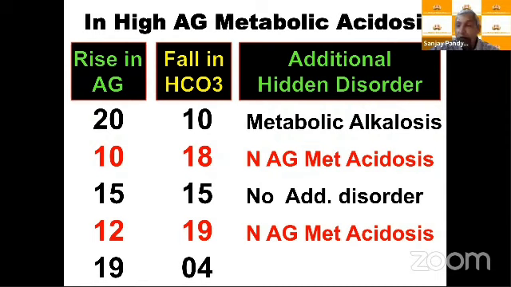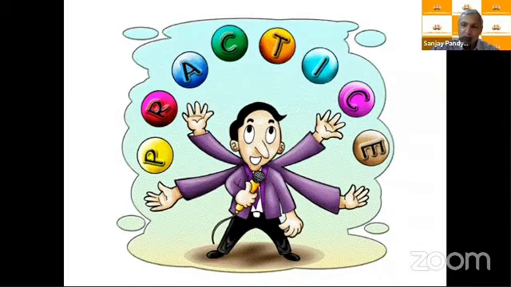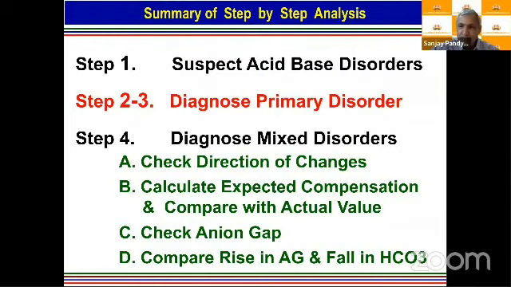So I have reached the conclusion that I could convey the MOSSAD skill very properly to all of you, because you could really reply without the slightest hesitation, including those friends of mine who are on YouTube. So now with this, we will conclude: suspect an acid-base disorder, diagnose the primary disorder, and after the primary disorder, for mixed disorder, check the direction of changes, calculate the expected compensation and compare with the actual value.